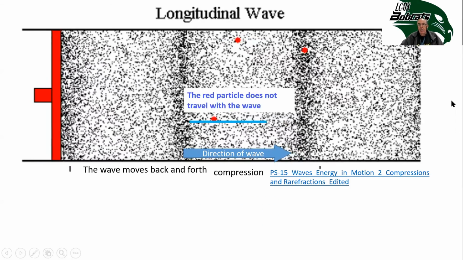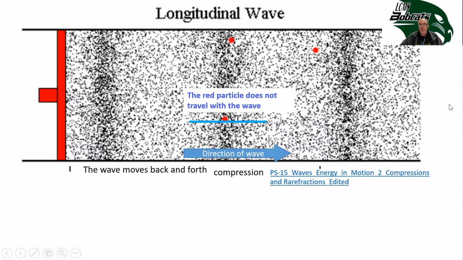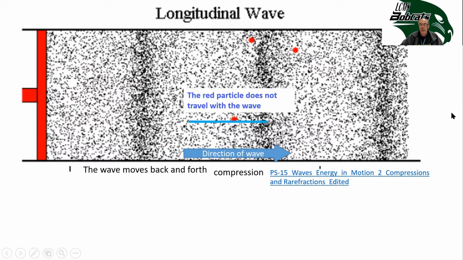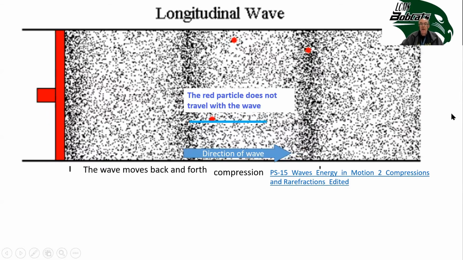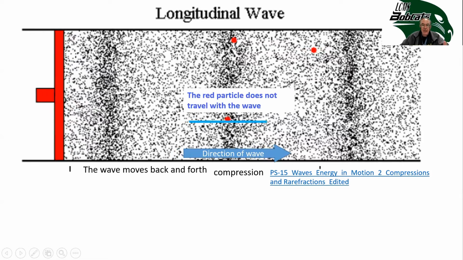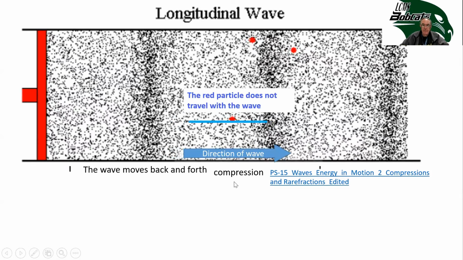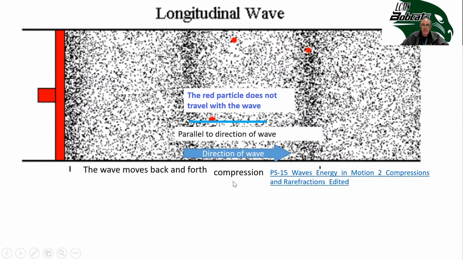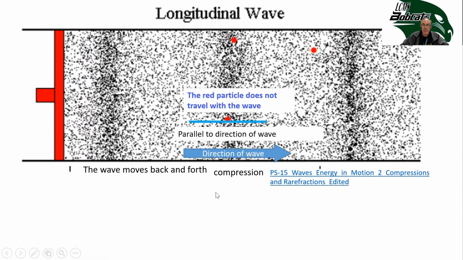Okay, so the red particle doesn't travel with the wave. It's vibrating back and forth parallel to the direction of the wave, but it stays basically in its original position. And this is the parallel part.